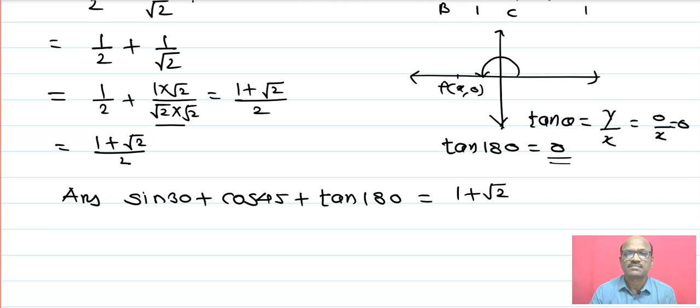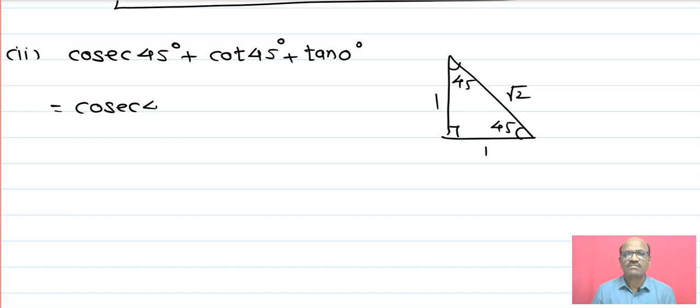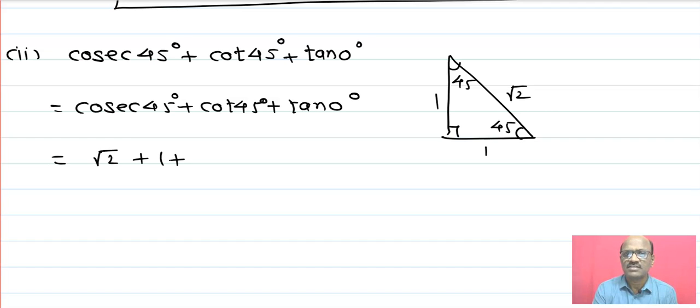Therefore, its value is 1 plus root 2 upon 2. Now the next value. Again see the triangle 45, 45, 90, 1, 1, root 2. Cosec 45 is the reciprocal of the sine, and sine 45 is 1 by root 2, and therefore cosec 45 is root 2 upon 1. Cot 45 is 1, it's the reciprocal of the tan.